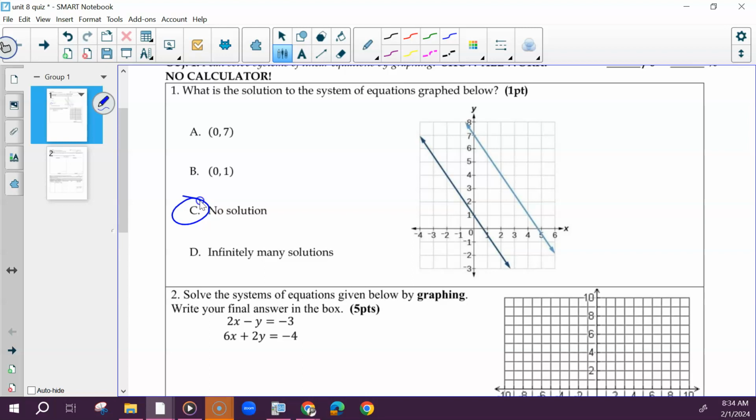Infinitely many solutions is when the two lines overlap, so it's the same line, but they're on top of one another.